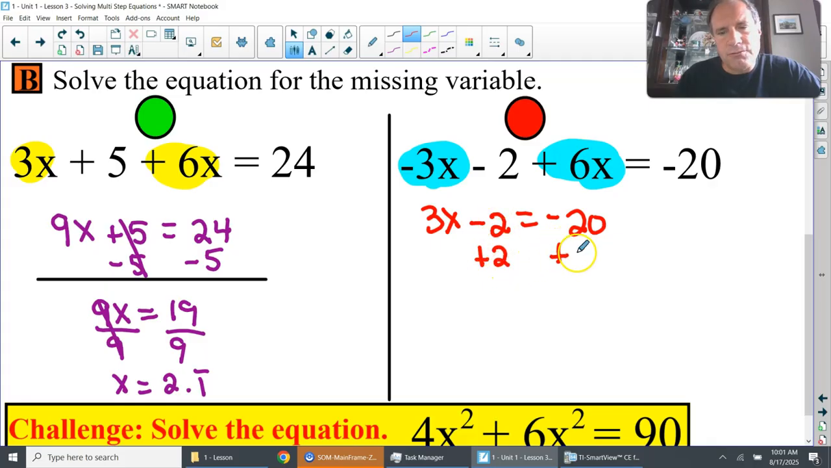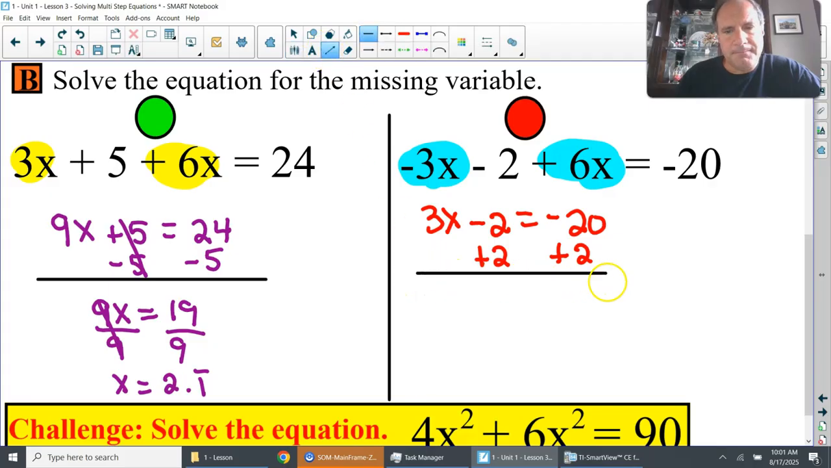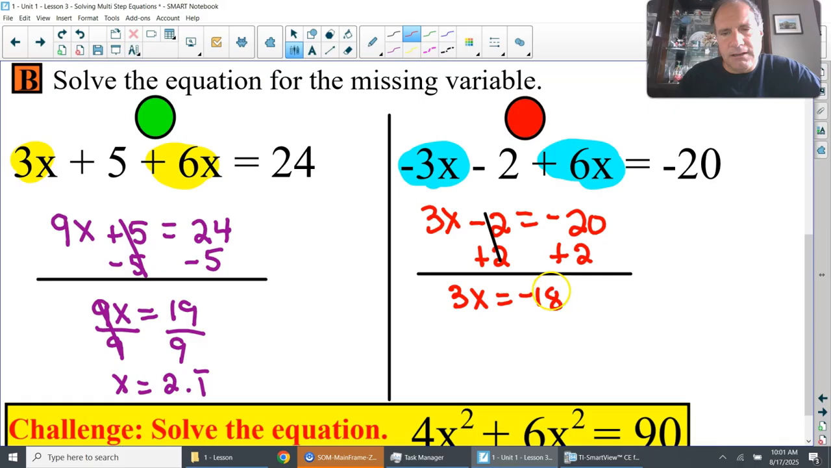So you add 2 on both sides. This cancels, and you have 3x equals negative 18. Again, this is multiplication, so that's why you're dividing. And x equals negative 6. That is negative 18 divided by 3. That's why it's a negative 6.